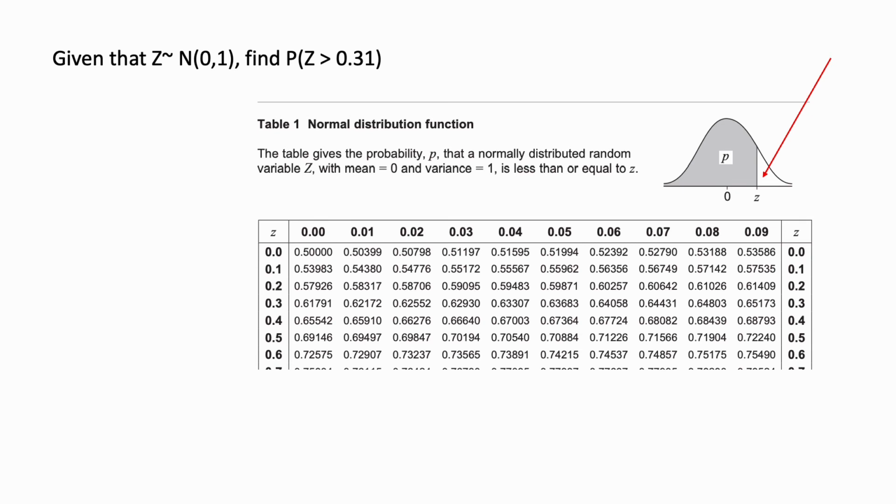So we've just worked out the shaded part on this side, and that's what this table gives us when we find our number. But we want to work out the probability that Z is greater than, which is on the right hand side. So the way we do that is we know the whole area is 1. So we do 1, take away the shaded bit, the 0.62172 that we found on the previous slide, and it gives us this answer here. So if we're looking for the bit on the right hand side, we can just subtract the shaded bit from 1.